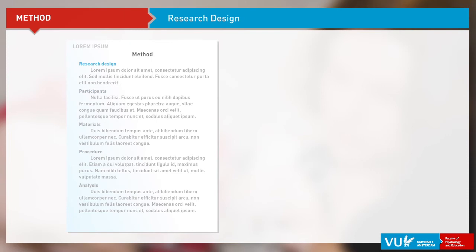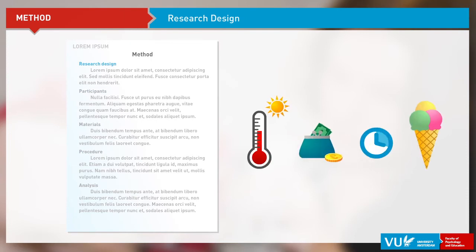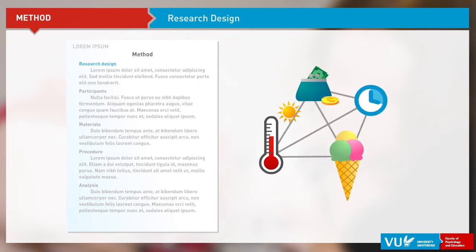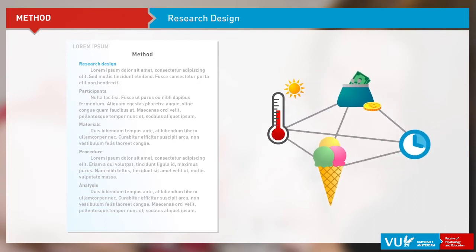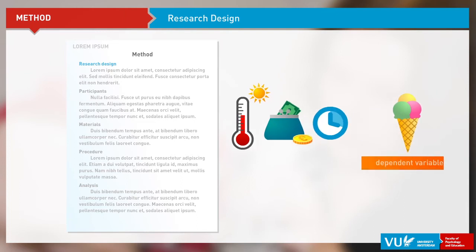Research design. In the research design, you describe which variables are accounted for in the research and what you expect the relationships between the variables to be. Make a clear distinction between the dependent and independent variables.